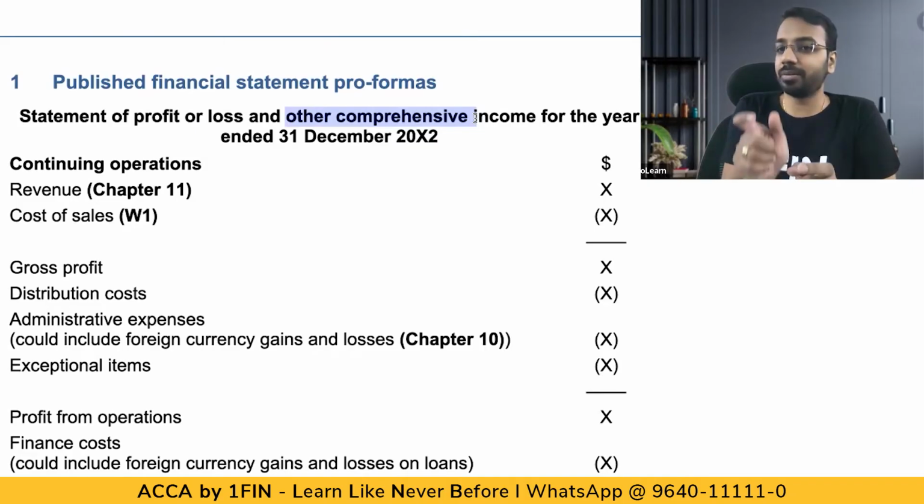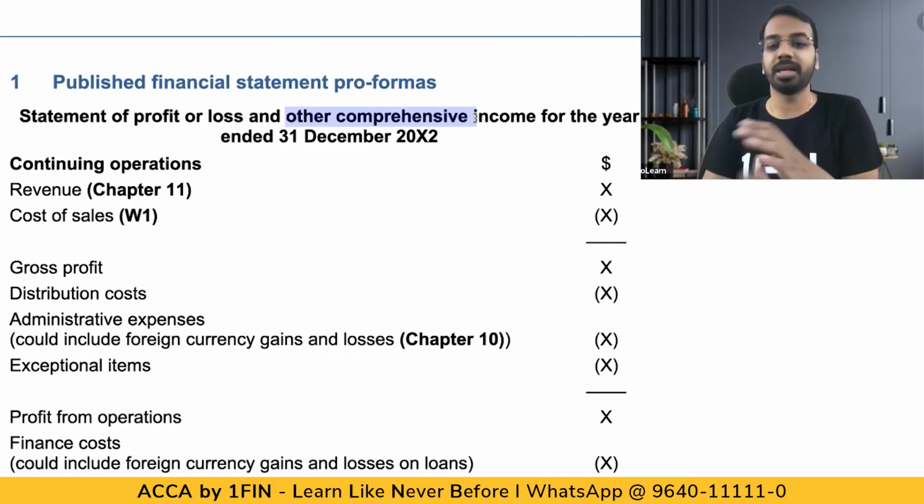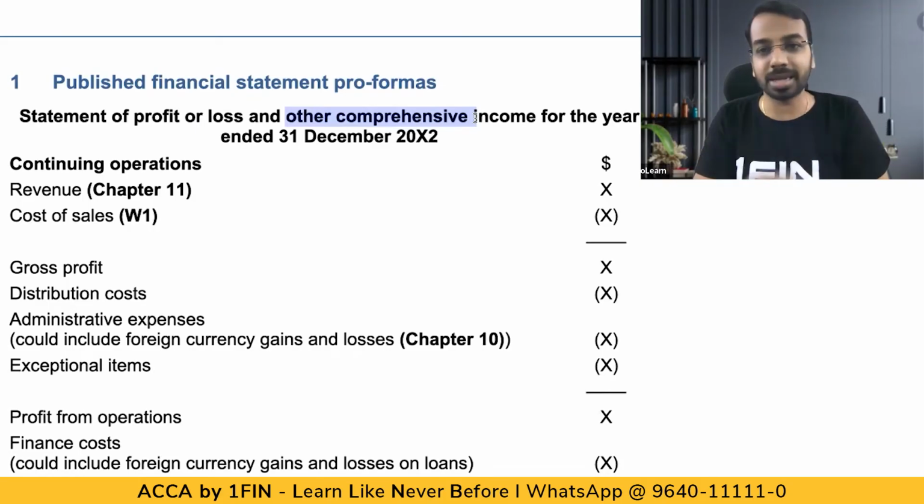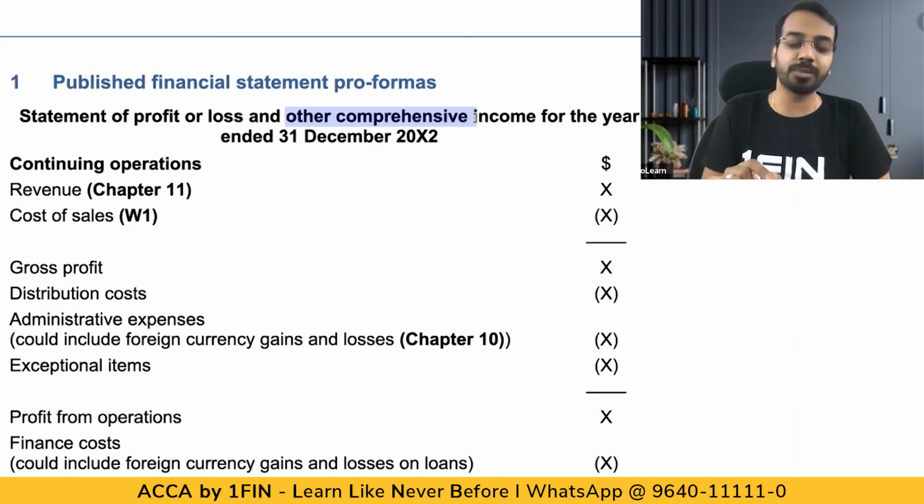Now, other comprehensive income is income that is not available for distribution as profit. You cannot declare dividends out of that, right? So there are some specific items, and the standards prescribe that these are the items that have to be taken to OCI.